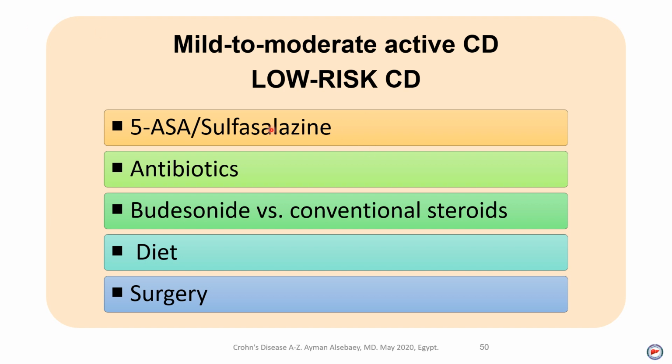The drugs which can be used are 5-ASA like mesalamine, sulfasalazine, antibiotics, budesonide, and the conventional steroids like prednisolone, diet, and surgery. These are the commonly used drugs in the treatment. Okay. For mild to moderate active disease, let's go to the guidelines and see who is with and who is against.